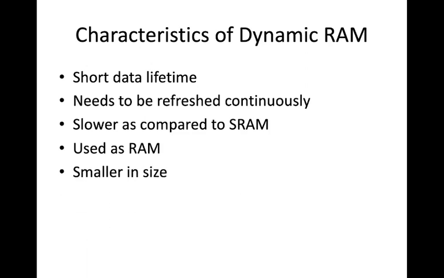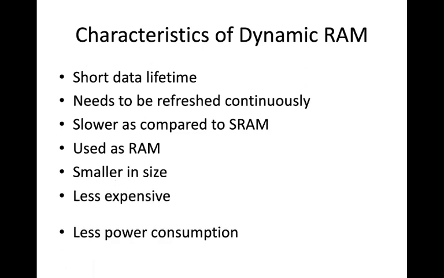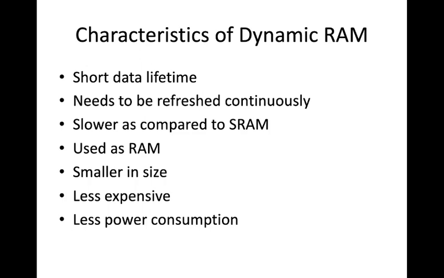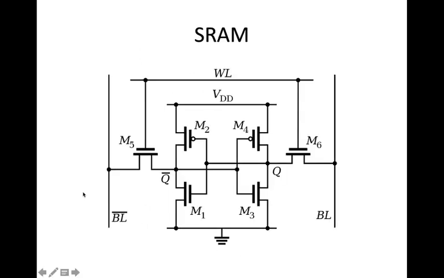Then it is used as RAM. It is smaller in size. When we consider the size, it is smaller than SRAM, it is less expensive than SRAM, and it has less power consumption than SRAM. All these characteristics are compared with SRAM, not with other memory. We are comparing it with SRAM, static RAM.